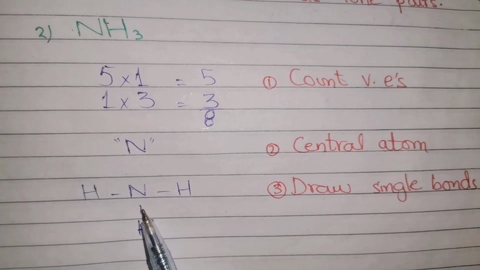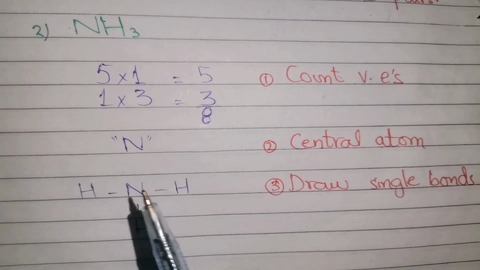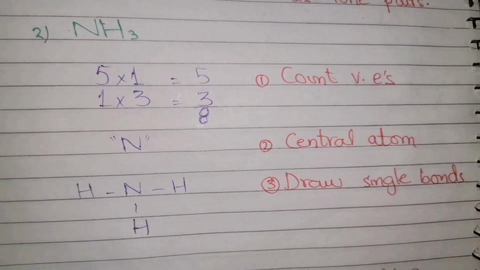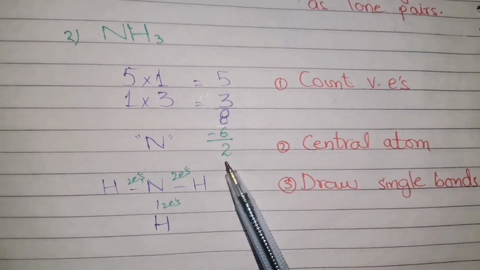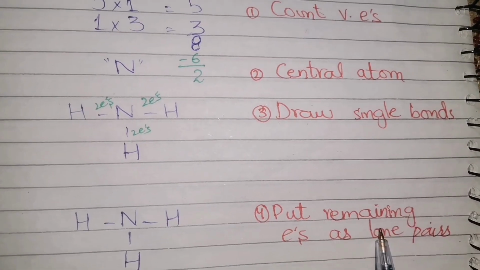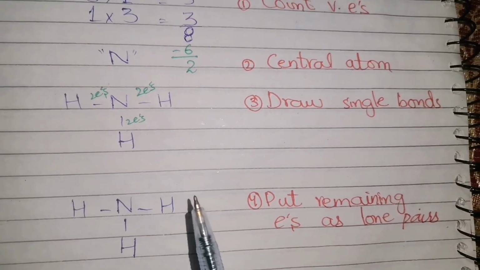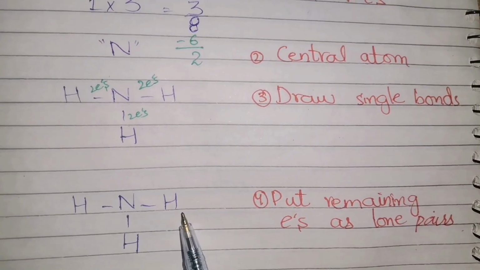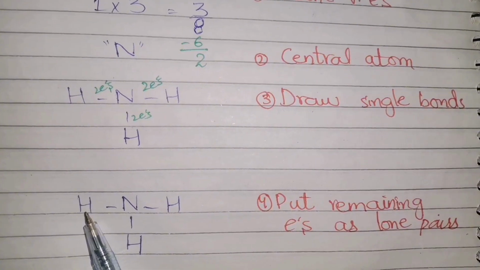So how many electrons have we used here? We have used 2 plus 2 plus 2. We have used 6 electrons. It means that we are left with only 2 electrons. Step 4 tells us to put the remaining electrons as lone pairs. Now we have 2 electrons left. Where should we put these 2 electrons? On this hydrogen, or this hydrogen?